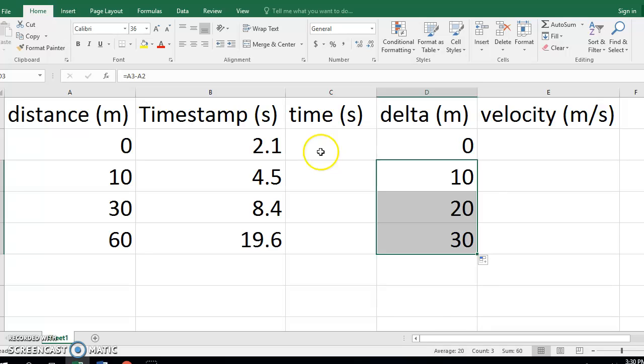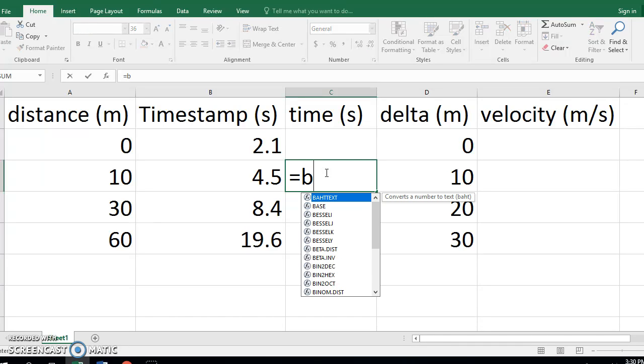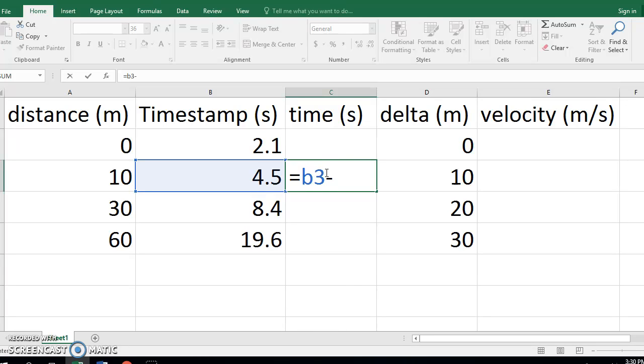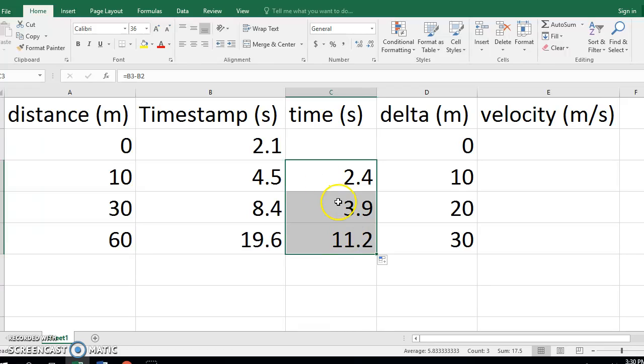So the time here would be B3 minus B2. So it's the 4.5 minus the 2.1. And then I can do that same thing for each of the next ones. Okay, so now this is how much time between this cone and this cone. This is how much time between this cone and this cone, and so forth.